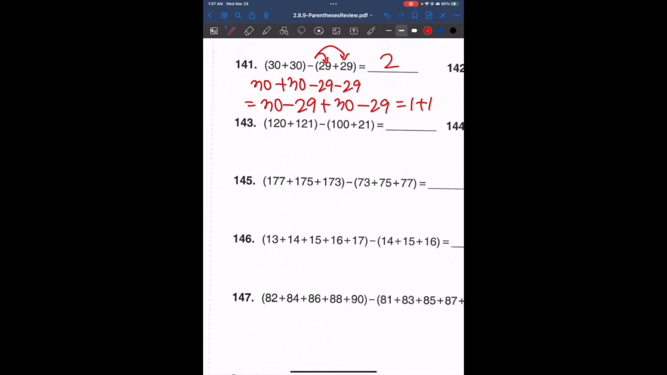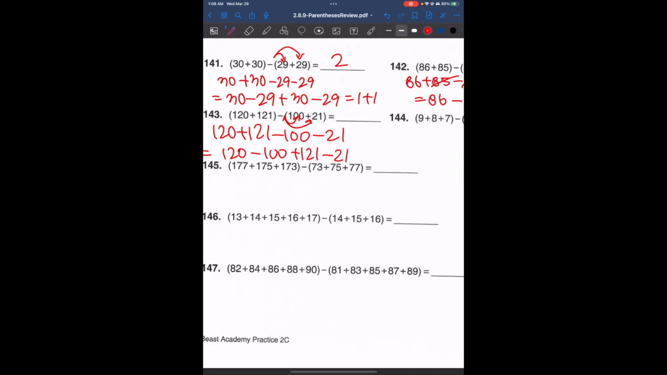Then we have 120 plus 121. Again, we distribute the negative sign. Minus 100 minus 21. So that's basically 120 minus 100 plus 121 minus 21. So this is basically using rearranging, which is a strategy we used in the previous video. And so that's going to be 20 plus 1. So that's going to be 21.